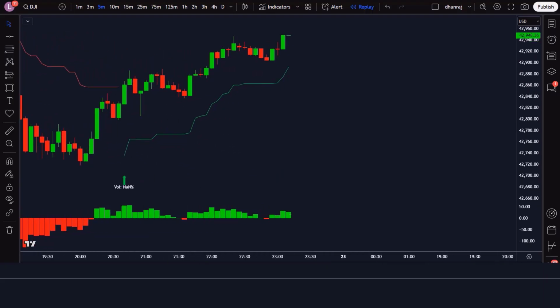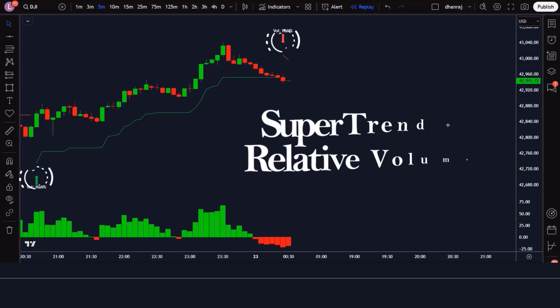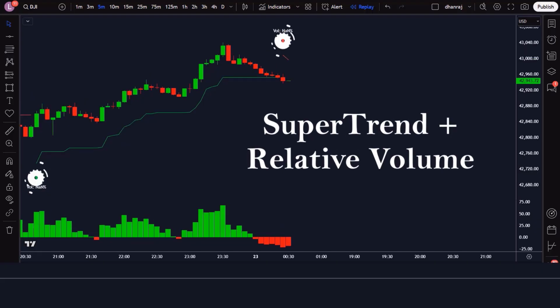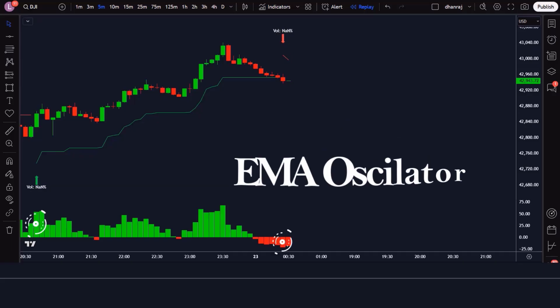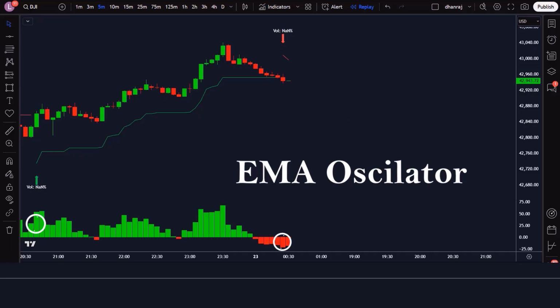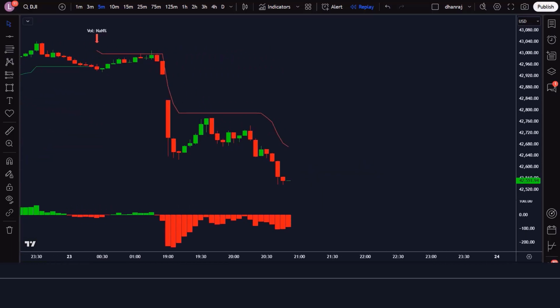First of all, let us know about trading tools. The buy and sell arrow indicator we see in the chart is called the Super Trend Plus Relative Volume Indicator. The bullish bar and bearish bar indicator we see in the chart is called the EMA Oscillator Indicator. Now we tell you how we want to trade.